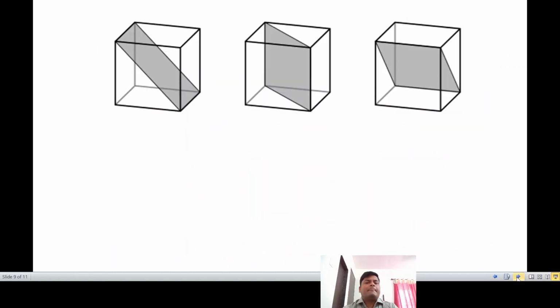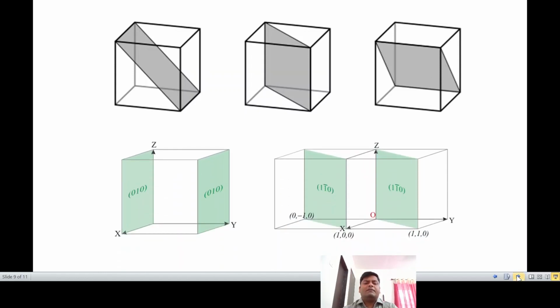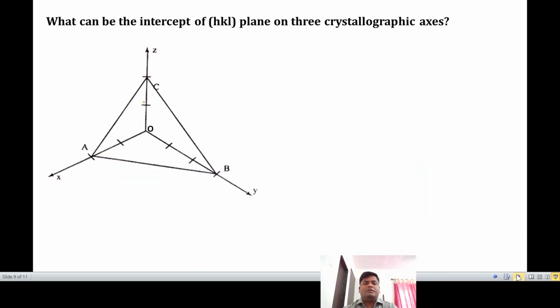Okay. So over here different planes have been given, and you can find out the Miller indices for the given planes, and that will be the home assignment or homework for you.